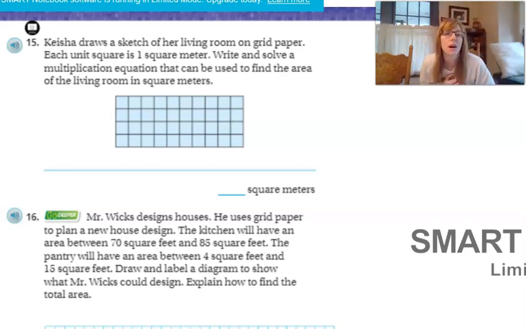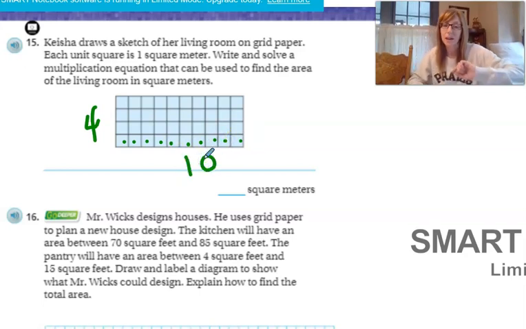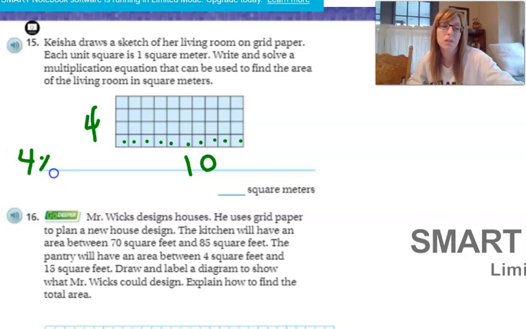Okay. All right, so Keisha draws a sketch of her living room on grid paper. Each unit squared is 1 square meter. Write and solve a multiplication equation that could be used to find the area of the living room. So take a moment and write out your multiplication. Hopefully you are doing 4 groups, and it's 1, 2, 3, 4, 5, 6, 7, 8, 9, 10. Hopefully you're writing that up, and then you would write a multiplication, 4 times 10, or 10 times 4, which is 40 square meters.